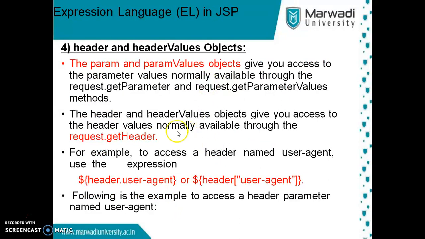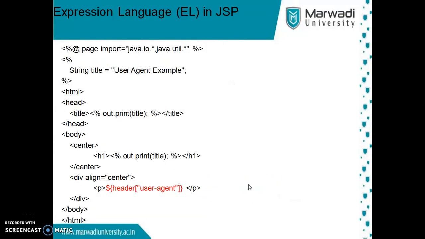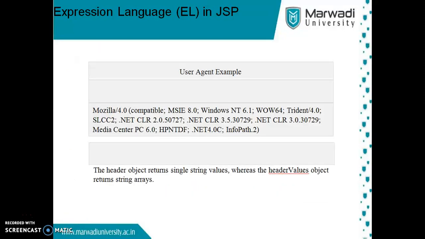Header and headerValues. The header and headerValues objects give you access to the header values normally available through the request.getHeader method, right? For example, if you want to access the user agent information, you can simply write dollar header.user-agent, or you can simply write dollar curly braces header, in square brackets write the attribute name, let's say user-agent. This is the example for the same, how you can find out the user agent information. This will be the output.